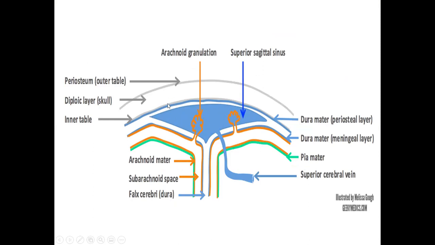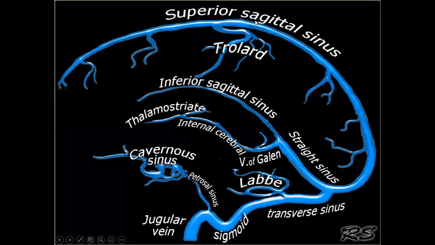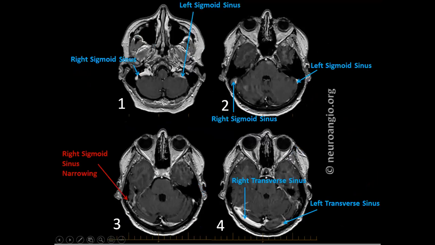Here you can see the superior sagittal sinus, inferior sagittal sinus, straight sinus, vein of Galen. This is the transverse sinus, sigmoid sinus, and jugular vein. You can see here the sigmoid sinus, two sigmoid sinuses laterally. These are the right sigmoid sinus. This is the transverse sinus, left and right.